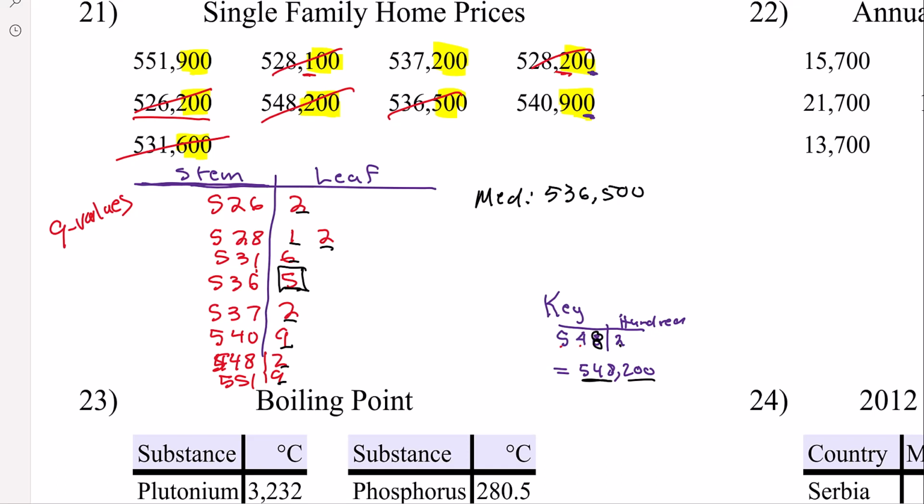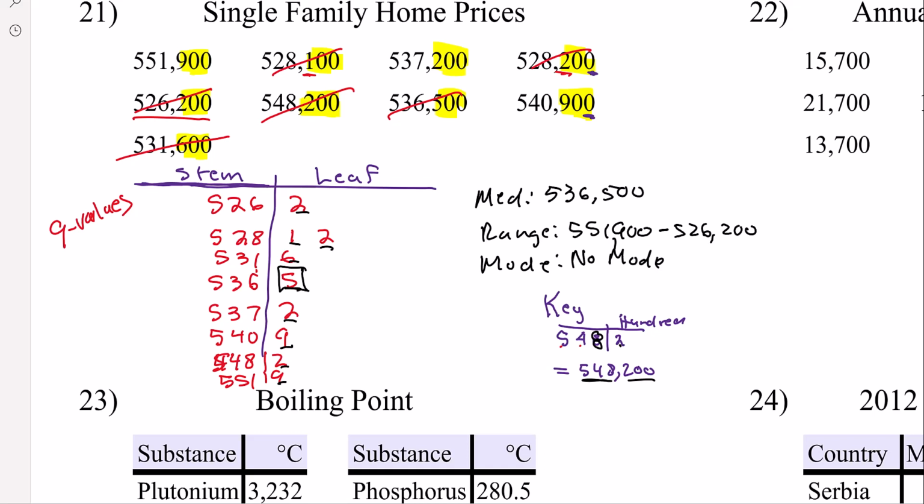So that's how you do the range. You would subtract: 551,900 minus 526,200. Find the range doing that. For the mode, are there any values listed twice? Nope. So you would just say no mode.